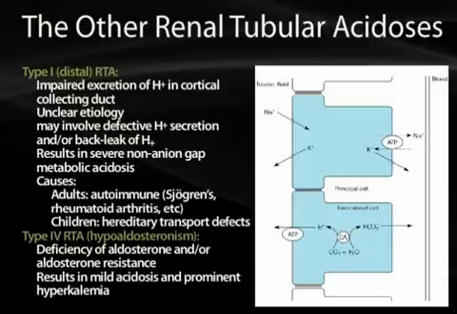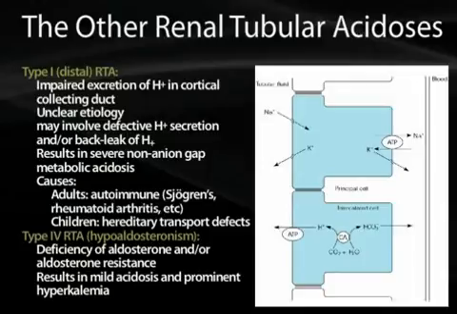In the previous section, we talked about proximal renal tubular acidosis. Distal, the other type of renal tubular acidosis, involves dysfunction of the distal tubule. Because of how they were discovered, distal renal tubular acidosis is referred to as type 1, and proximal renal tubular acidosis is referred to as type 2.